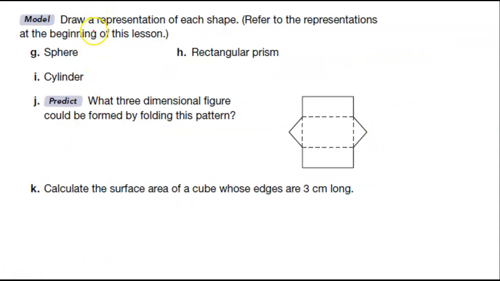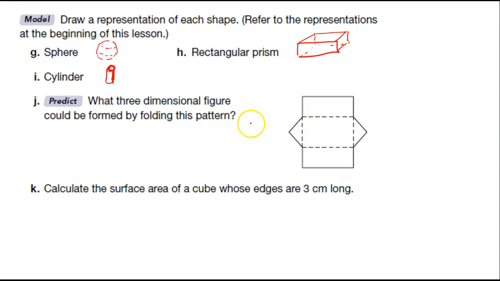Draw a representation of each shape. Oh boy, so I know this is just a, and then we have a cylinder. That's not great, but it's what I can do. And then we have a rectangular prism. Best I can do.